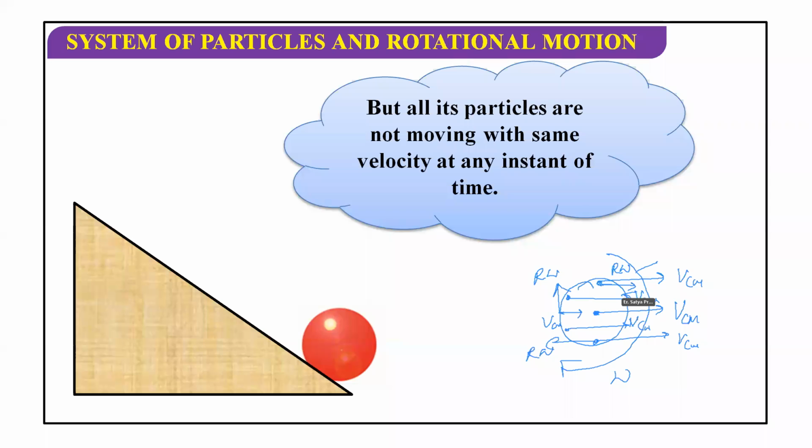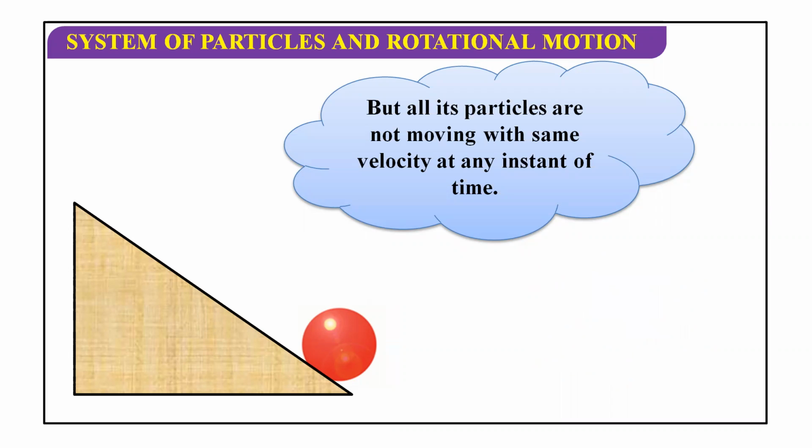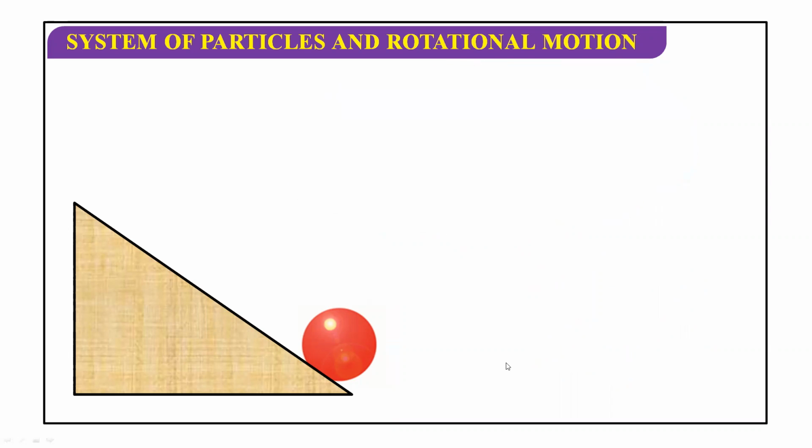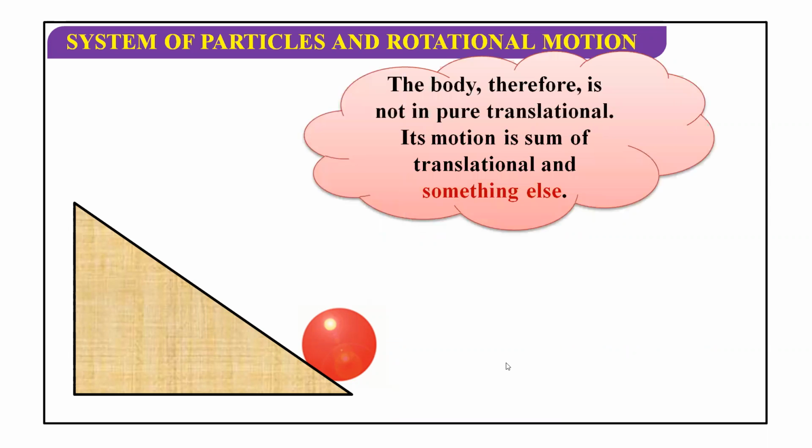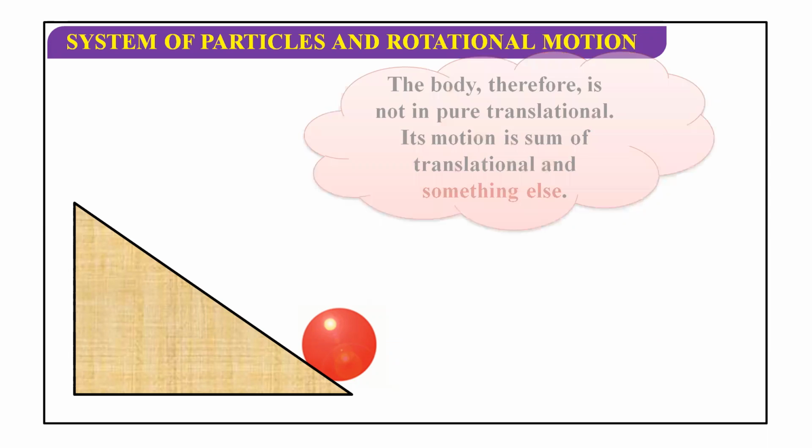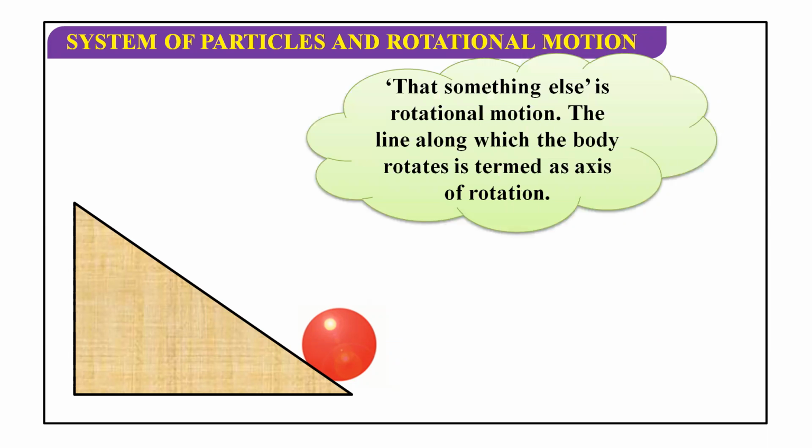That's what we are saying, that all particles are not moving with the same velocity at any instant of time, because rotational motion also has to be counted in that. So that is what we are going to discuss in detail when we discuss rotation. Okay. So this object is in a combined motion. It is not pure translational. It is a sum of translational and something else, which is called rotation. The line along which the body rotates is termed the axis of rotation.